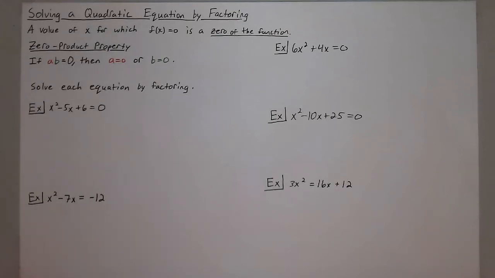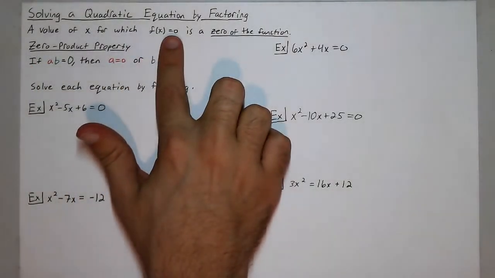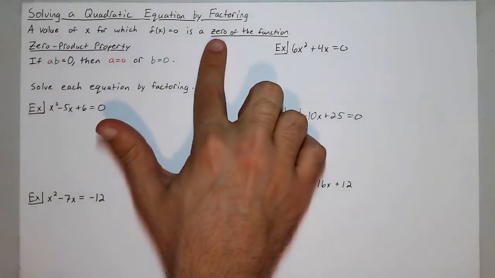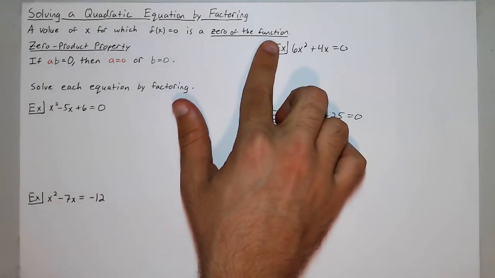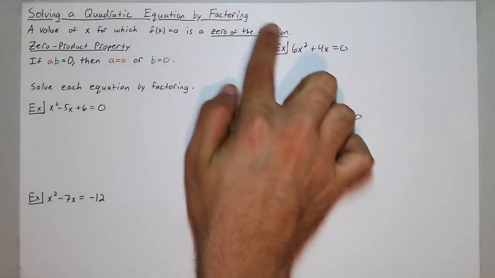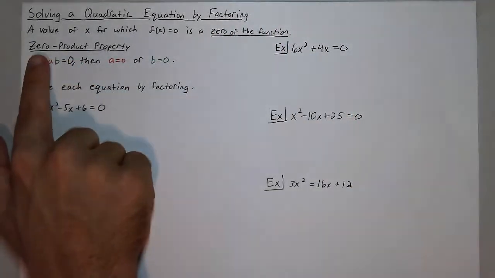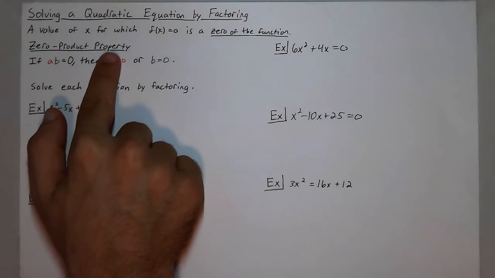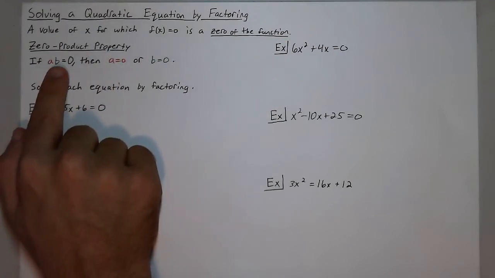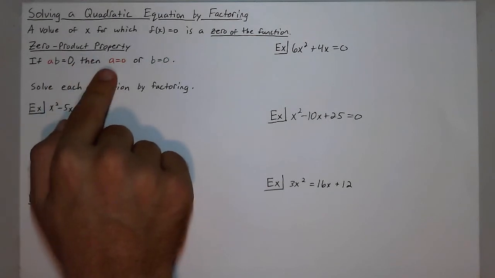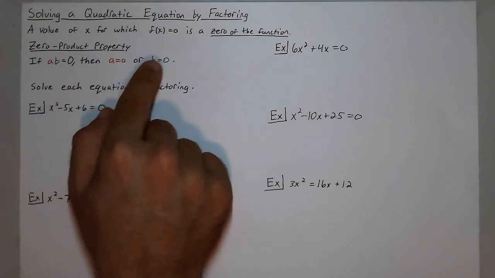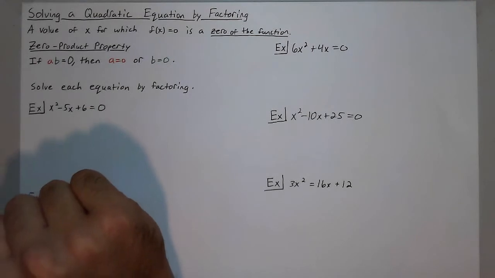In this video, we are going to learn how to solve a quadratic equation by factoring. Now, a value of x for which a function is equal to 0 is known as a zero of the function. The reason why we're going to be looking for zeros of a function is because of something called the zero product property. If two factors being multiplied are equal to 0, then either the first factor is equal to 0 or the second factor is equal to 0.